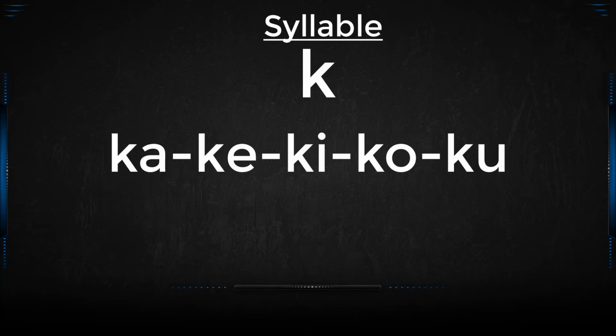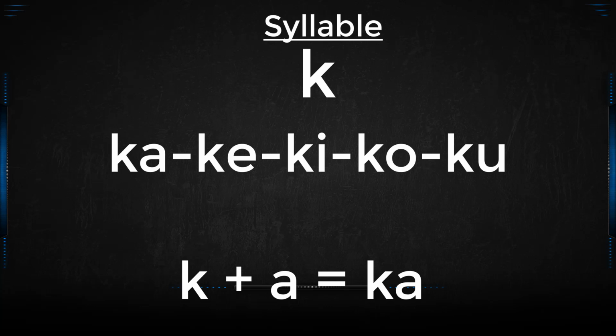So the next letter is K, and these things are actually repetitive, so I think by now you have got it. So we have K plus the letter A, which we are pronouncing as ah, so it forms the sound ka. Then K plus E, it forms the sound ke. Then K plus I, it forms the sound ki. Then K plus O, it forms the sound ko. Then K plus U, it forms the sound ku.